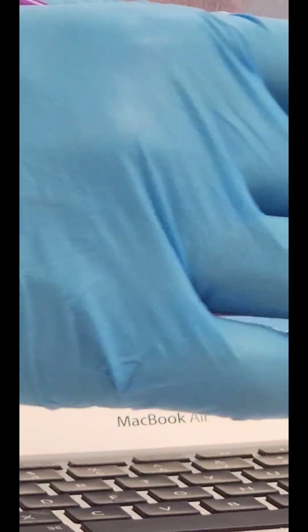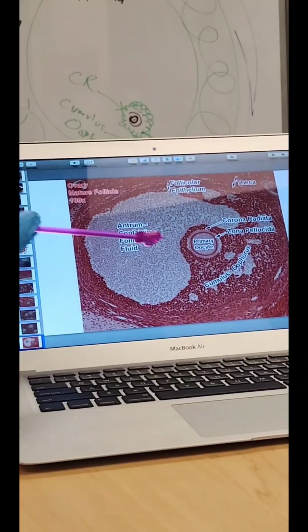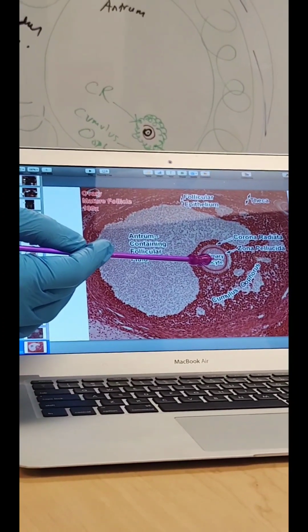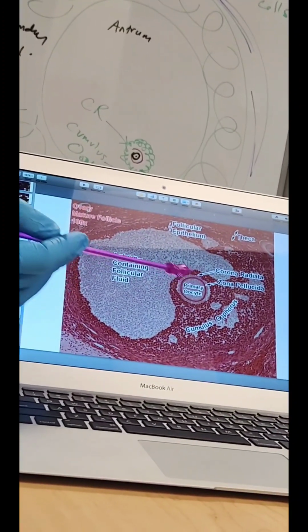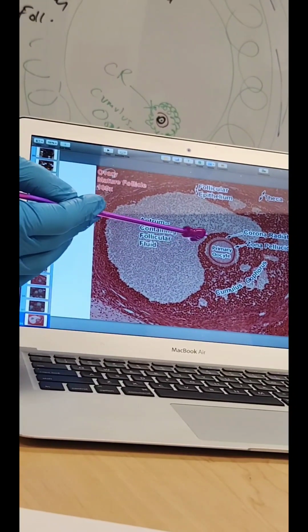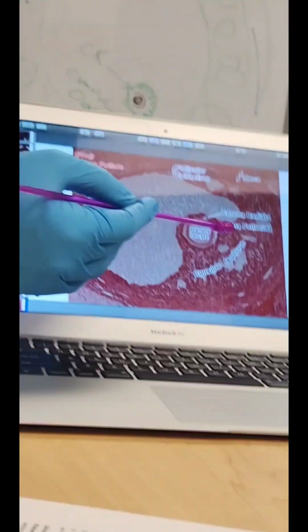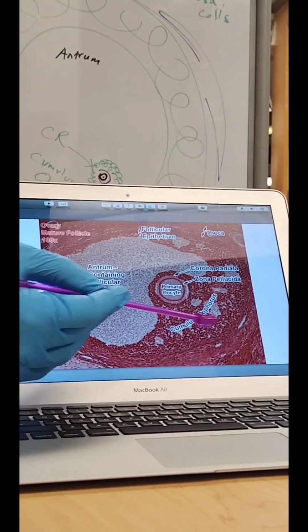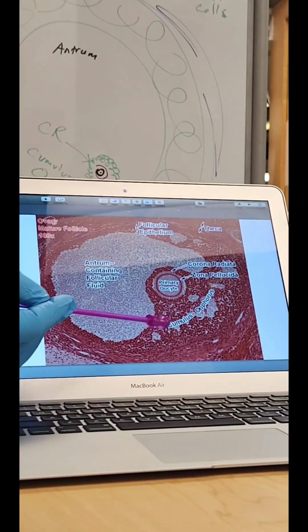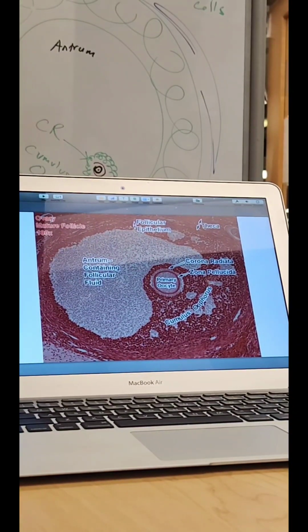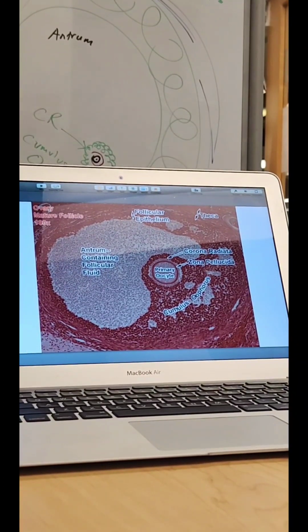Okay. What did I have in the antrum? We have fluid. And what is this cell in the middle? Oocyte. What's this pink thing around it? Zona pellucida. What are these cells? The corona radiata. Awesome. And this bunch of cells that's connecting this part to the rest of the granulosa cells, what do you call this area? The cumulus oophorus.